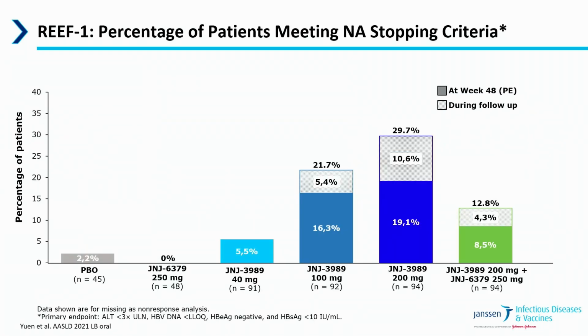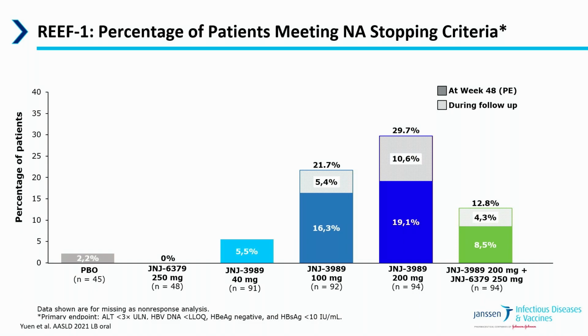The first thing was our primary endpoint, the proportion of patients meeting these stopping criteria based on ALT, DNA, E antigen, and S below 10. You already see here the middle blue bar, which is 100 milligram without 6379, and the green bar, which is with 6379. There's a typo. It shouldn't be 200 milligram, 3989 should be 100. Apologies for that. It is 100, very important. You have to believe me. And the original is also using this 100.